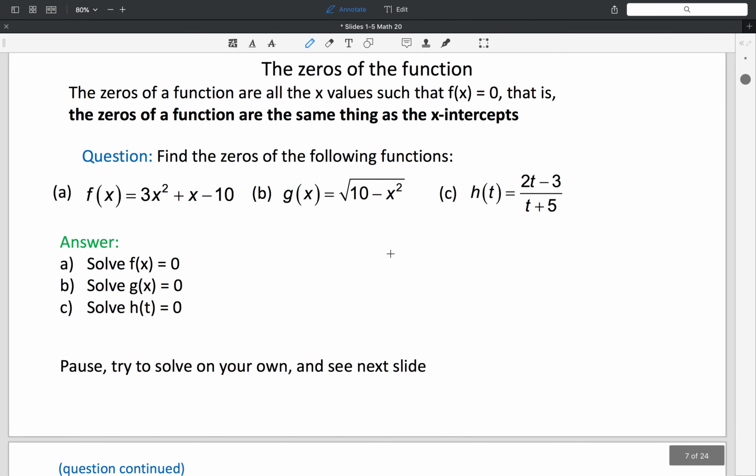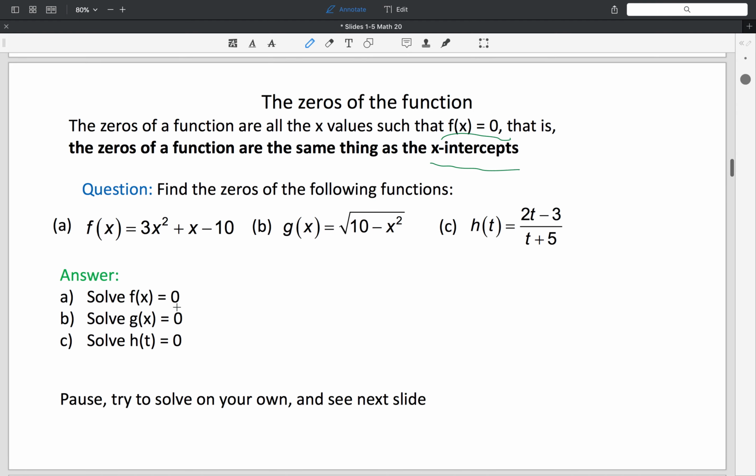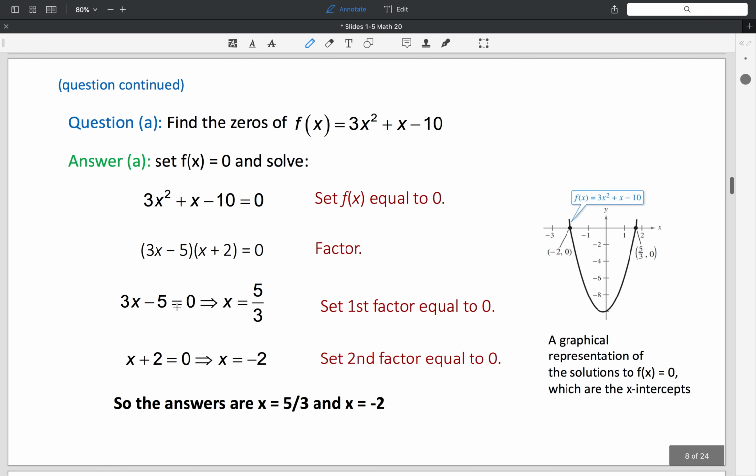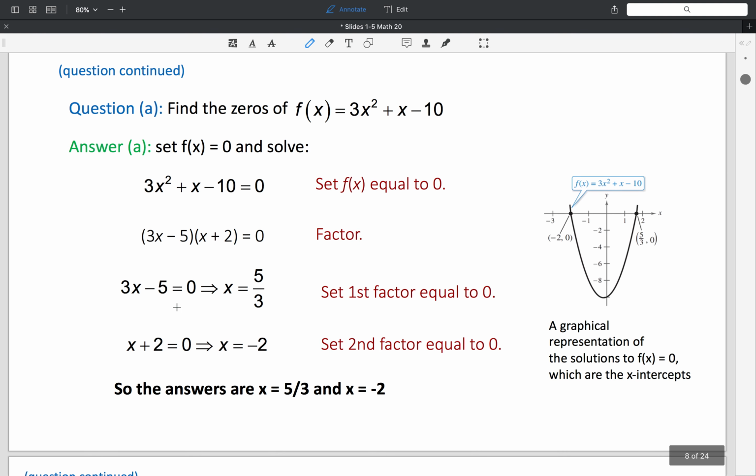Okay, so we want to find the zeros of a function, and finding the zeros is just solving the function equal to 0. So that's the same as finding x-intercepts. So we want to find the zeros to the following three functions, and here's how you do it. So again, solve on your own, and then go to the next slide. So hit pause. I'm going to go to the next slide.